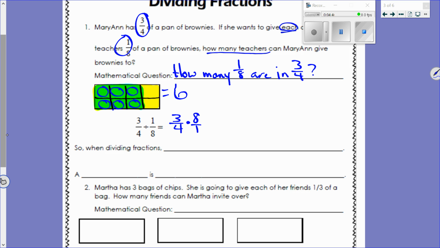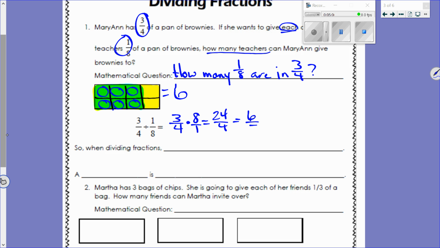Let's see. 3 times 8 is 24. 4 times 1 is 4. 24 divided by 4 is 6. So mathematically, I can actually do what our model showed. Does that make sense? That's just another way to do that, but my fifth grade teacher taught me. Good. You sound like you had a pretty good sixth grade teacher as far as math goes anyway.